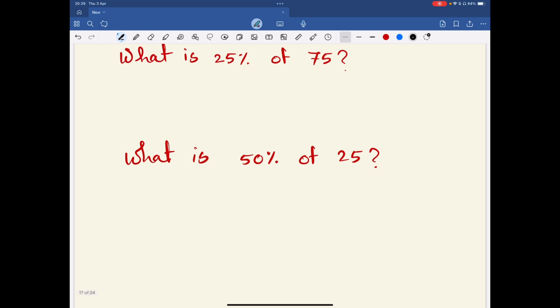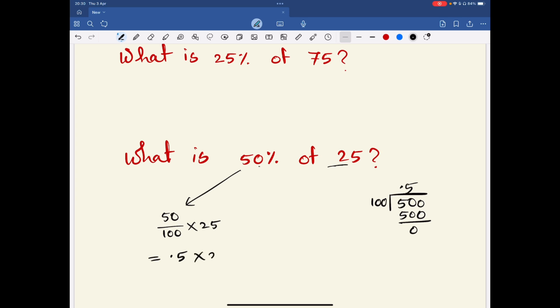So, what do you have to do? You have to write 50% as a fraction. I mean, what does percentage mean? 50 out of 100. And what do you have to find out? 50% of 25. So you have to multiply that value with the percentage, right? Now you have to find 50 out of 100. So 50 divided by 100. So you have to put a decimal, 0 there, 5 there, and 500, 0. So this means 0.5 times 25.